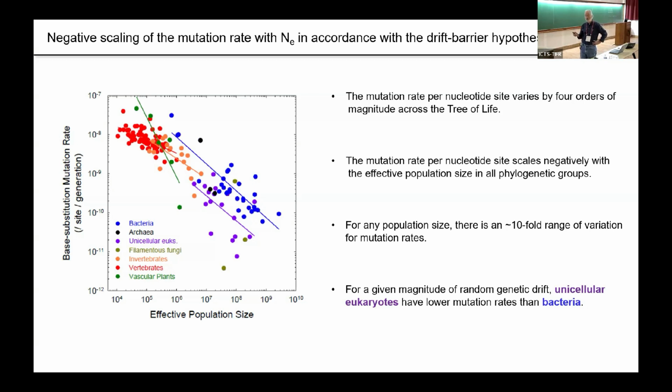These are effective population sizes based on heterozygosity. So they're what I guess Daniel would call the coalescent effective size.